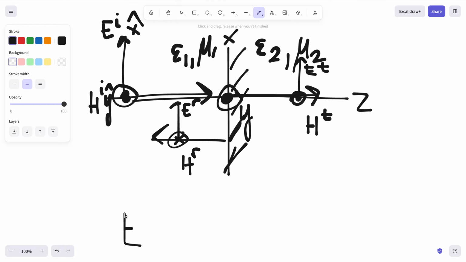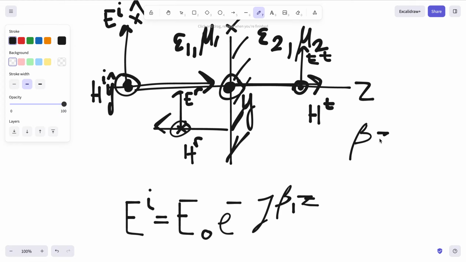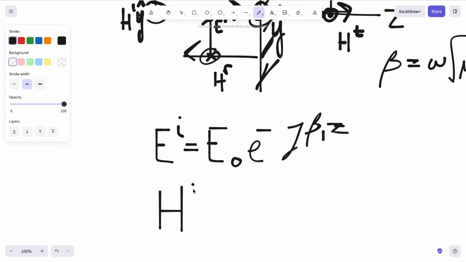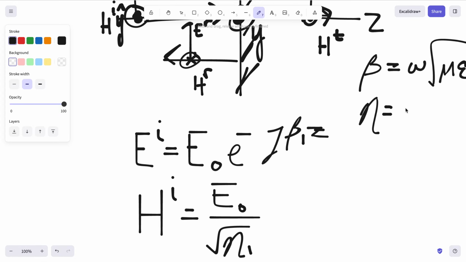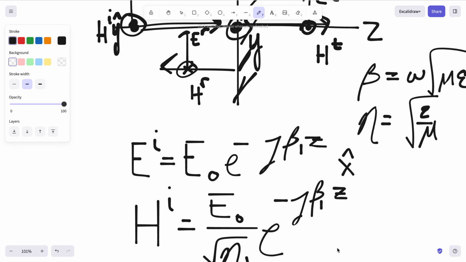So first we need to describe the incident electric and magnetic fields, which can be described pretty simply as: the incident electric field is equal to E naught e to the minus j beta 1 z, where beta is equal to omega square root of mu epsilon, and H sub I is equal to E naught over square root of nu 1, where nu can be described as square root of mu over epsilon. And similarly, we'll have a phasor component e to the minus j beta 1 z, and the E component points in the positive x hat direction, and the H component points in the positive y hat direction.